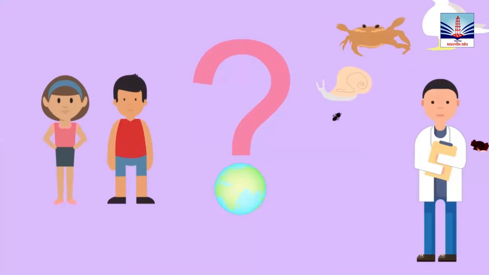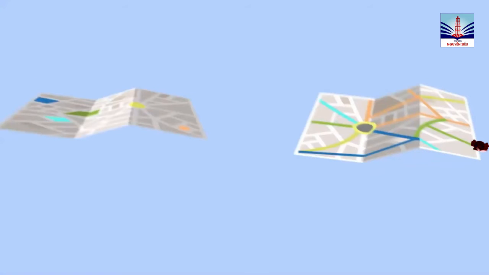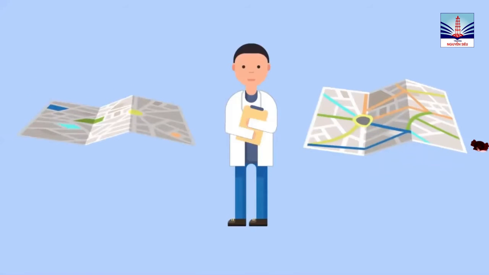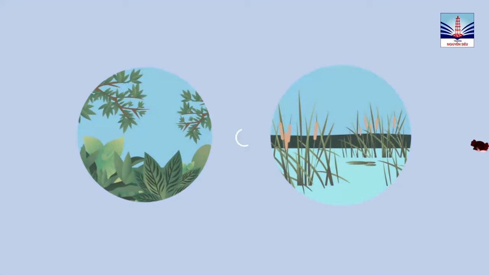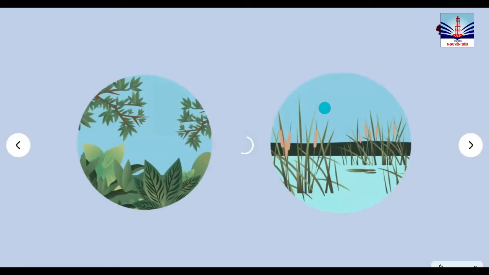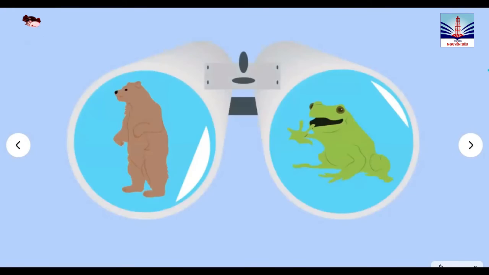Have you ever wondered how scientists know the species? That kind of information is a result of what is known as mapping and zoning. Scientists will go to a specific location, such as a swamp or forest, and try and find all of the different species that live there.